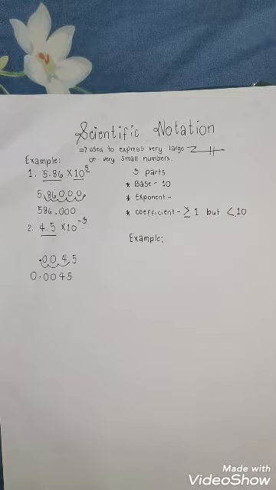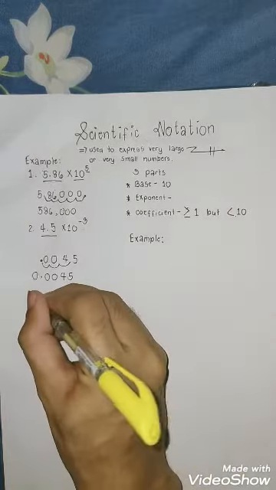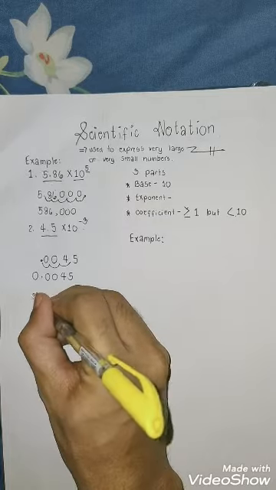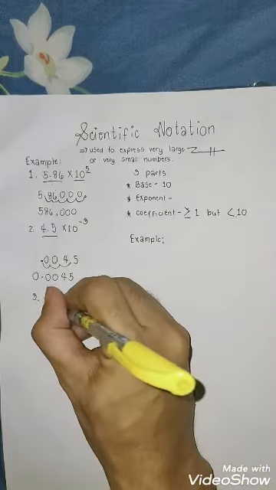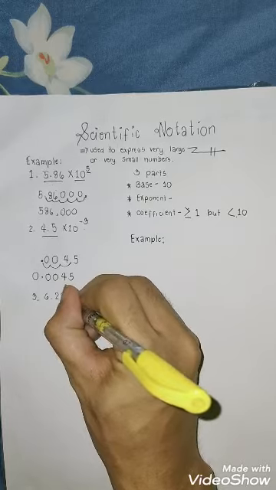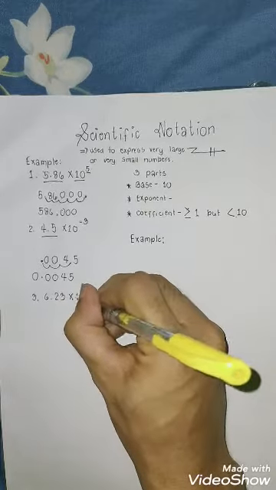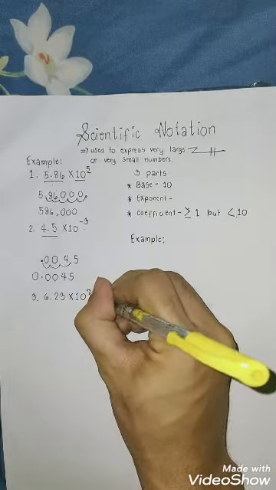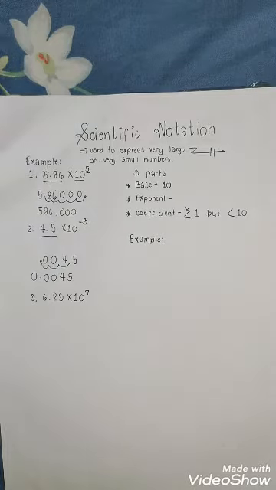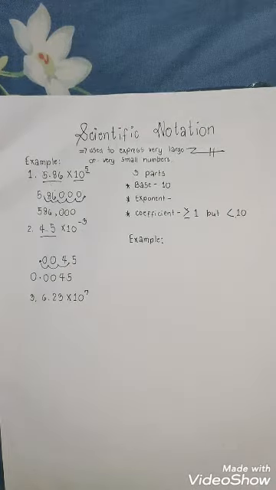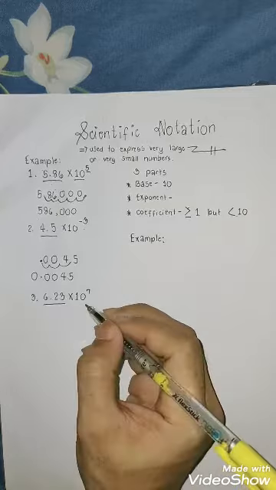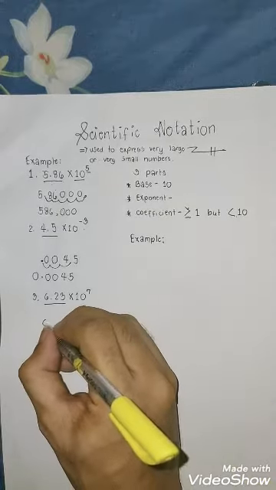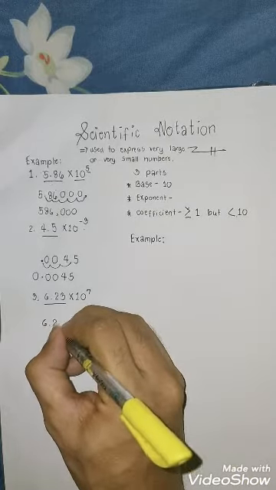Okay, now, let's proceed with example number 3 para mas maintindihan pa natin. Our given is 6.23 times 10 raised to 7. Kagaya nung ginawa natin sa example number 1, ganito lang ang gagawin natin. Kopyahin lang po lagi si coefficient. So, 6.23.